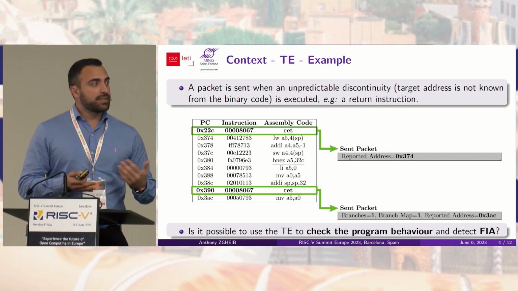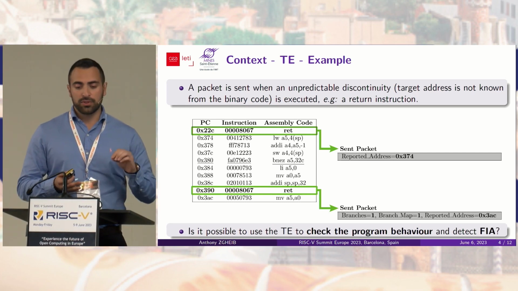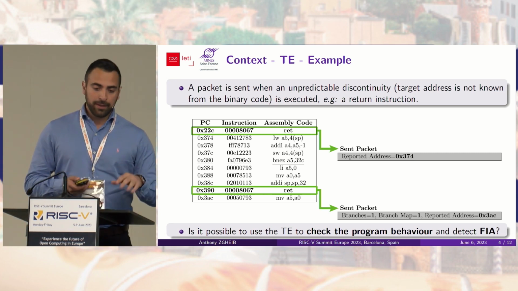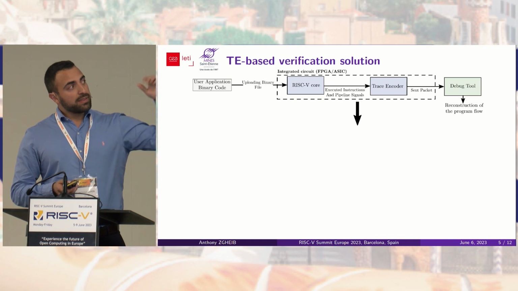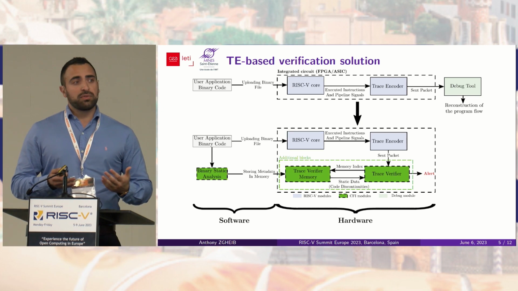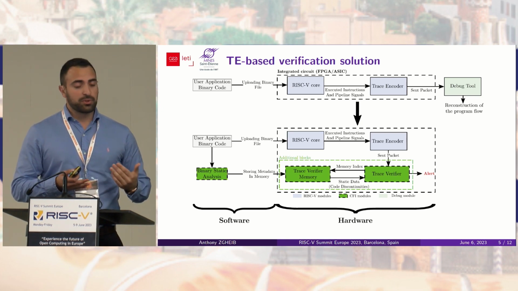So having this information sent by the trace encoder, could we use it to check the program behavior and detect if a fault injection attack has been made on the RISC-V core? Well, the answer is yes, and this is a contribution of our work. We use the trace encoder, but not for debug purposes; we developed a solution based on it in order to verify the control flow integrity of the program.